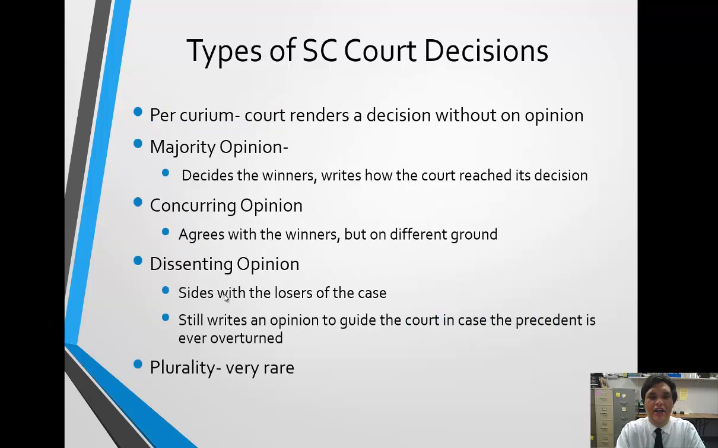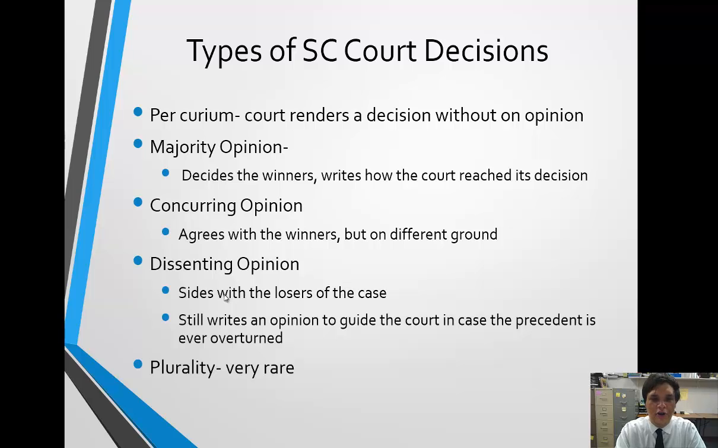Let's go ahead and talk about different types of Supreme Court decisions. We like to think that the Supreme Court decisions are either yes or no and things like that. The truth is that it's not. They're very detailed. They're not just yes or no answers, black and white answers. They're actually well opinionated and well reasoned and based in law. So there's different types of Supreme Court decisions. There's per curiam, majority opinion, concurring opinion, and then dissenting opinion. And then also plurality, but that's also very rare.